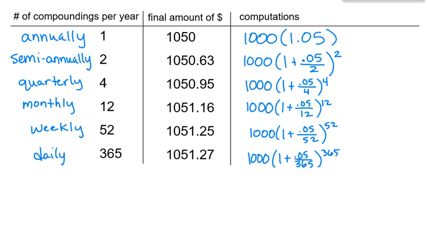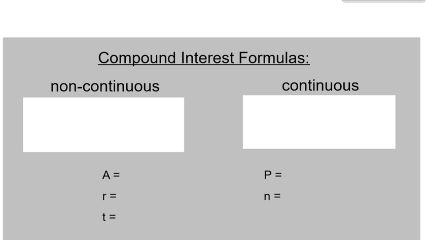Okay, imagine how we could develop this into a pattern or into some kind of formula. We keep changing the number of compoundings per year. So if we gave that a variable name, we could give a variable name to the interest rate and change that. We could give a variable name to the initial amount of money invested and change that. So that's how we get our compound interest formulas. We have 2 of them.